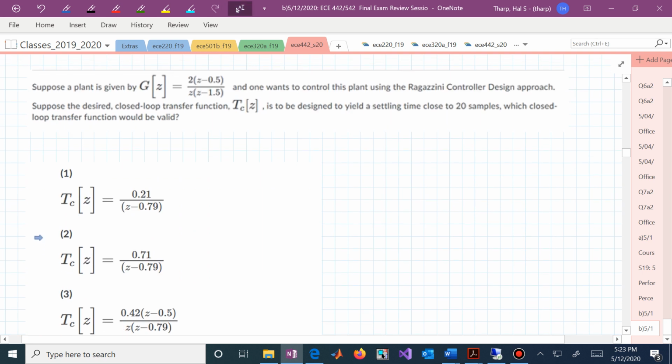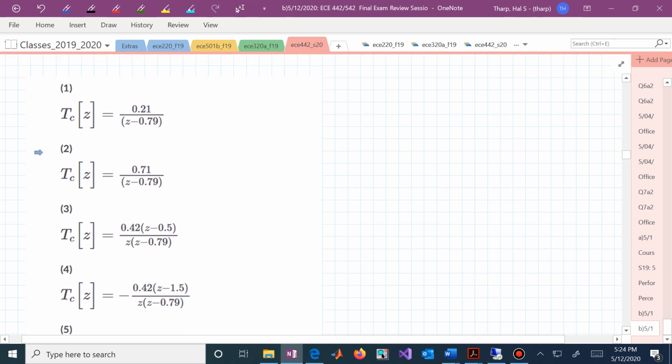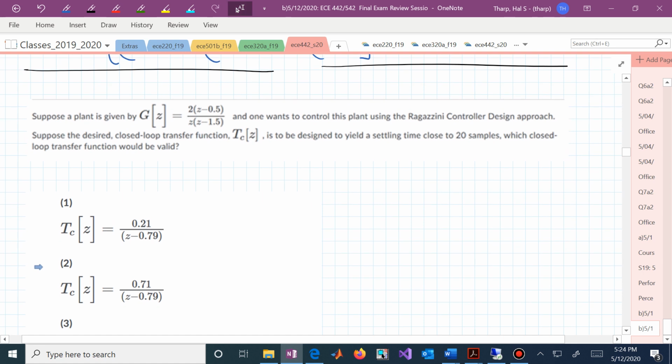Next problem. Now we're into Ragazzini control design. Suppose we're given a plant, g of z, and one wants to control this plant using the Ragazzini controller design approach. Suppose the desired closed-loop transfer function t sub c is to be designed to yield a settling time close to 20 samples. Which closed-loop transfer function would be valid? And here you're shown what the answer is. So how did we end up with that?